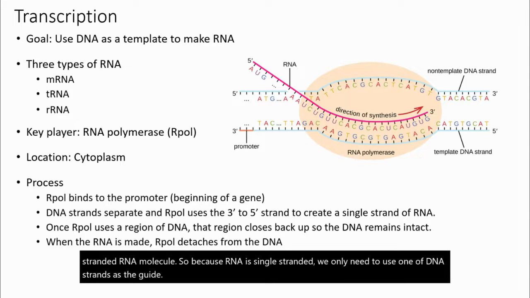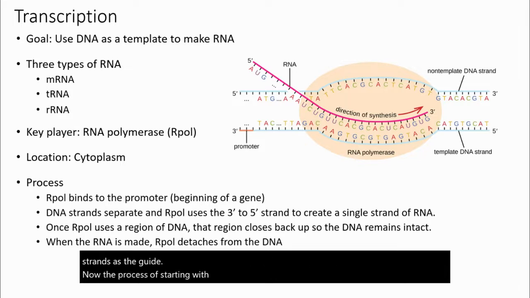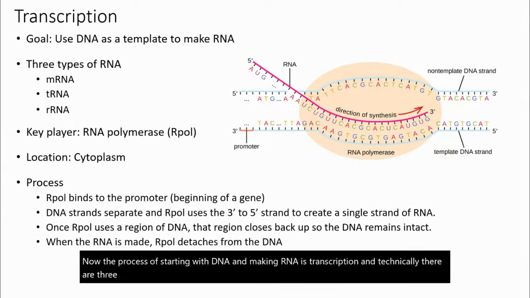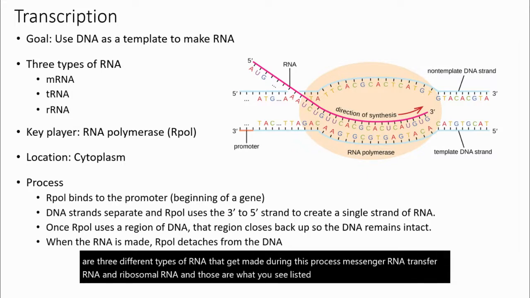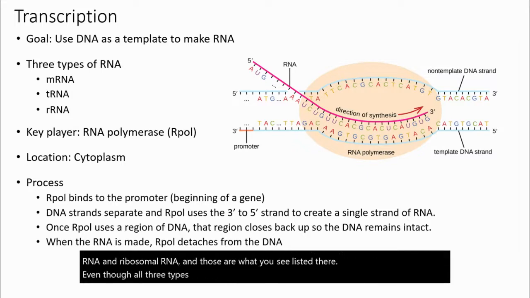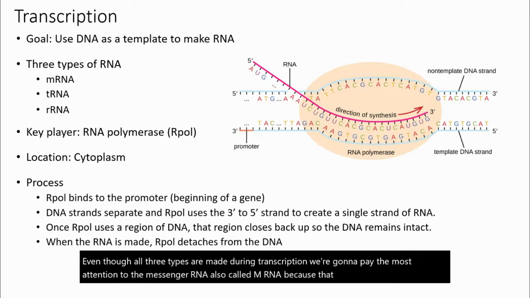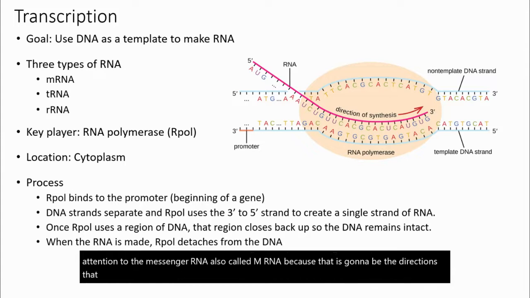Now, the process of starting with DNA and making RNA is transcription. And technically, there are 3 different types of RNA that get made during this process: messenger RNA, transfer RNA, and ribosomal RNA. And those are what you see listed there. Even though all 3 types are made during transcription, we're going to pay the most attention to the messenger RNA, also called mRNA, because that is going to be the directions that we need to make proteins.